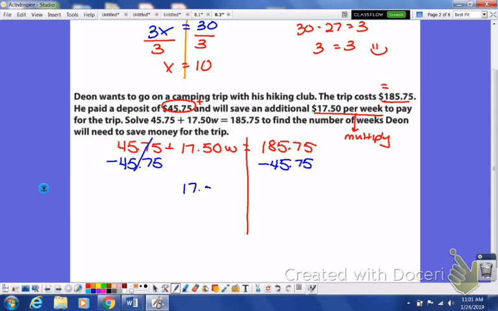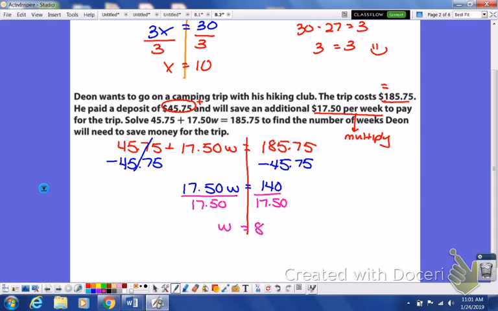Left with 1750W equals, we do our subtraction over here, we get 140. Again, we're multiplying. Inverse of multiplication would be division. So divide both sides by 1750. Left with W equals, we do this division, 8.